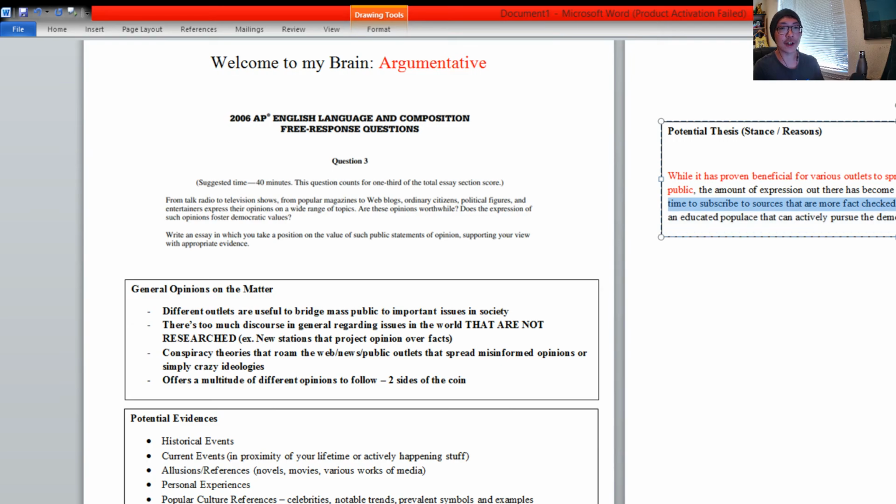Subscribe to sources that are more fact-checked, researched, and articulate, as opposed to what, right? Ultimately to pursue democratic values. And so how does doing the above actually register into this idea of democratic values, and what does it mean to be the intention of being executed? Like, what does that look like, right?